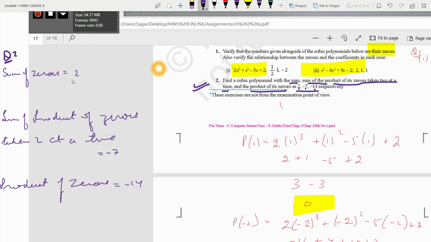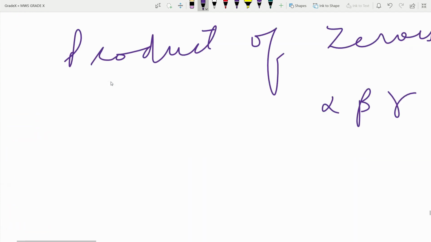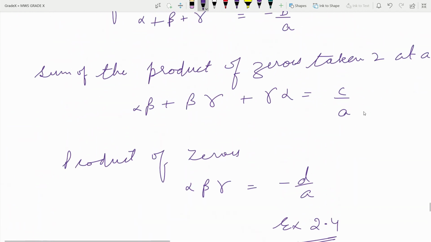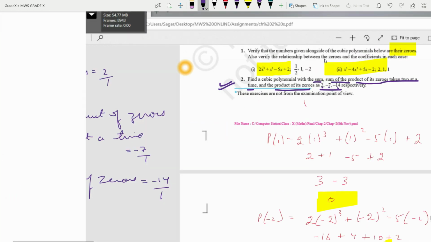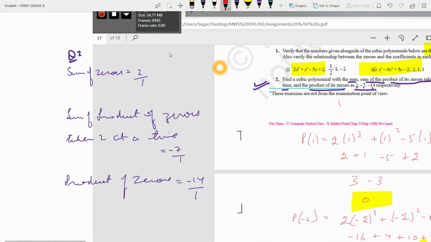Now you need to check the denominator of all three. The denominator of all three is same. So fine, because in the formula, just let me remind you, the denominator is only a, and a, so it should always be the same. That's why we need to check first of all whether the denominator is same or not. If it is same, then we'll write the formula here, that is minus b upon a here, and c upon a here, and minus d upon a here.